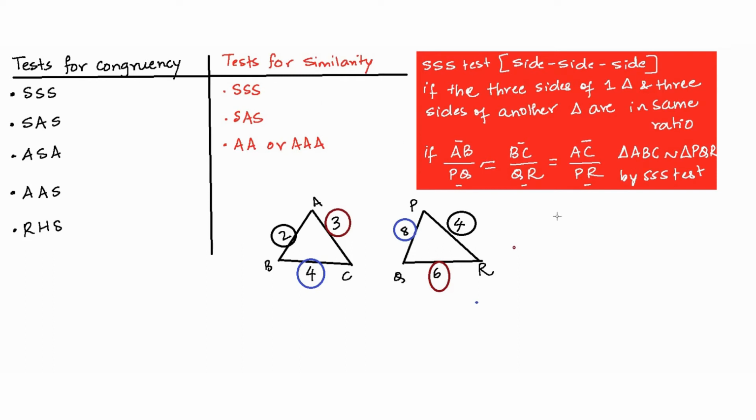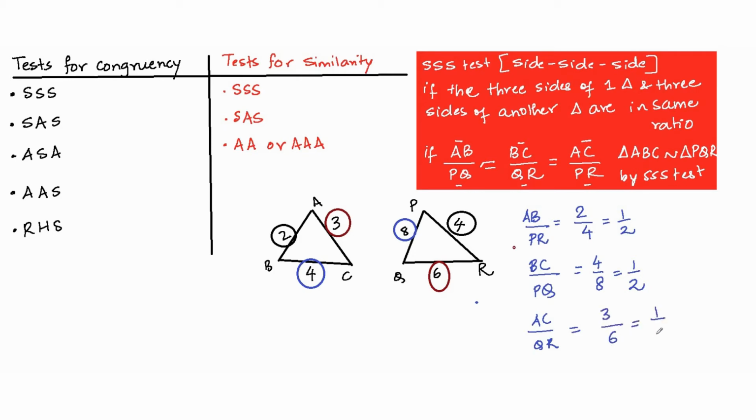the same ratio, what I can say is in this triangle AB divided by PR is equal to, so that's 2 by 4, which is basically half. Then I also have BC divided by PQ. So BC is 4 and PQ is 8. So this is 4 upon 8, which is also half, right? And if I take AC upon QR, AC is 3 and QR is 6. So 3 upon 6 is also half. So these three sides are in the same ratio, right?